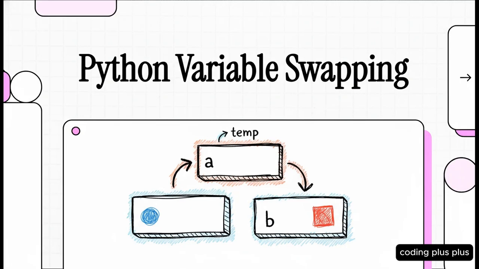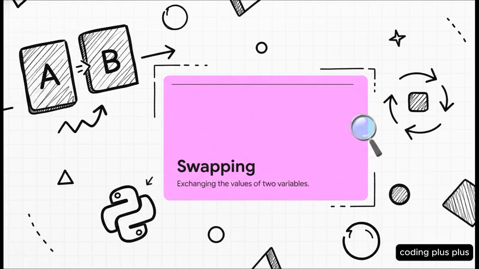Welcome! In this explainer, we're going to dive into a really common programming task, exactly how to swap the values of two variables in Python. Okay, so let's get right into it. What do we even mean by swapping? Well, it's pretty simple. It's just the process of making two variables trade their values with each other.